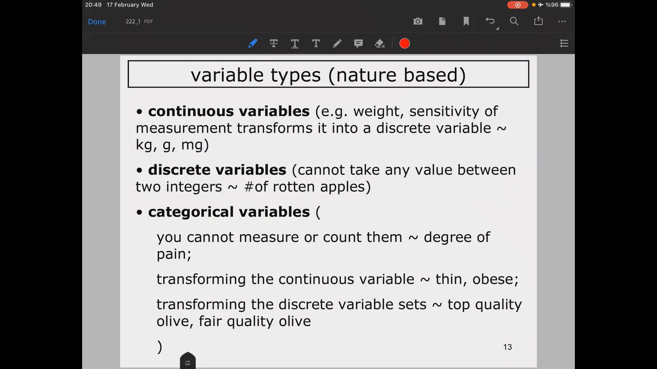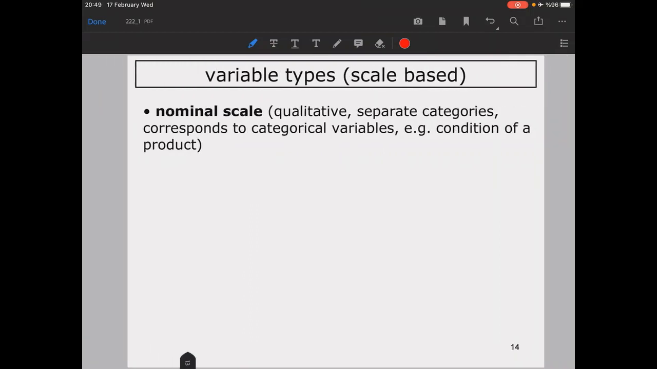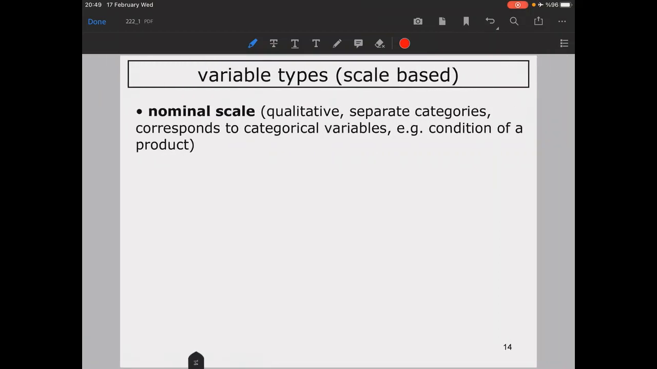And you can also transform the discrete variables into categorical variables as well. For example, the olives, you categorize them based on their quality, top quality olive, fair quality olive. You see it on the markets, for example, depending on their size. So it becomes a categorical variable.